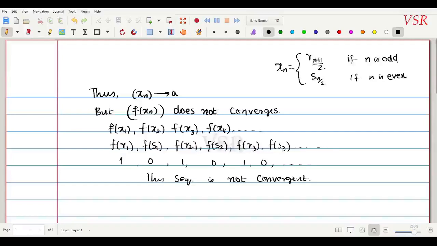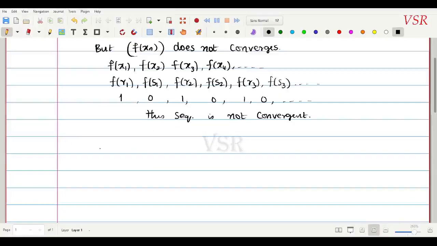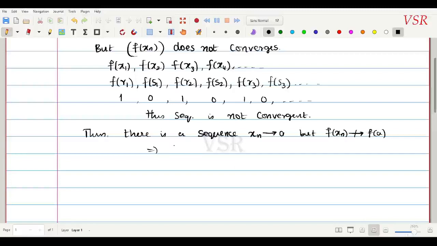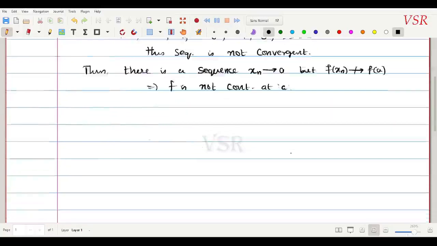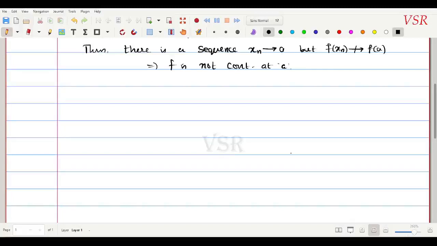Correct. So we have shown that there is a sequence xn that converges to a but f of xn does not converge to f of a. So this implies that f is not continuous at a. This is using the second technique. My first file did not get saved, so I am using the next file, okay?